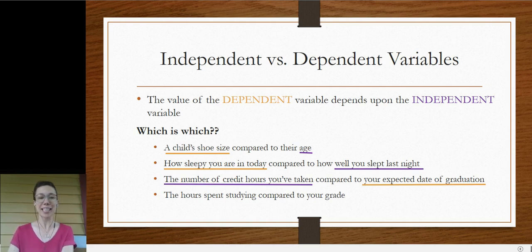Finally, the hours spent studying compared to your grade. Your grade's going to depend on the hours spent studying, right? So your grade will depend on the hours spent studying. Okay, so these were pretty straightforward examples.